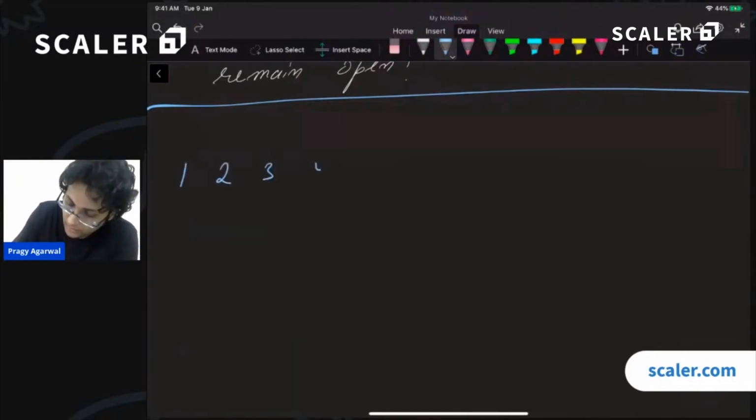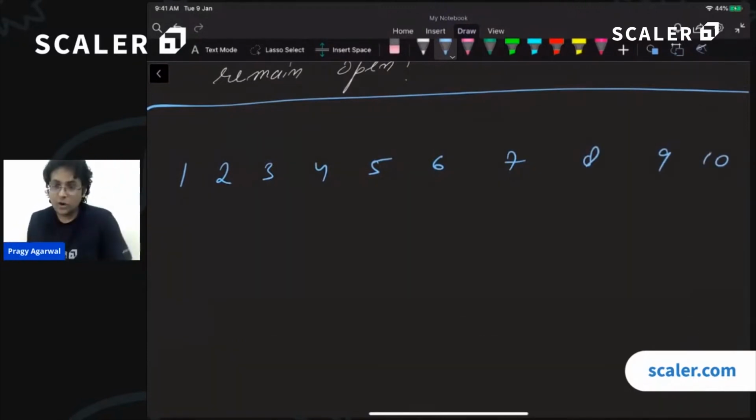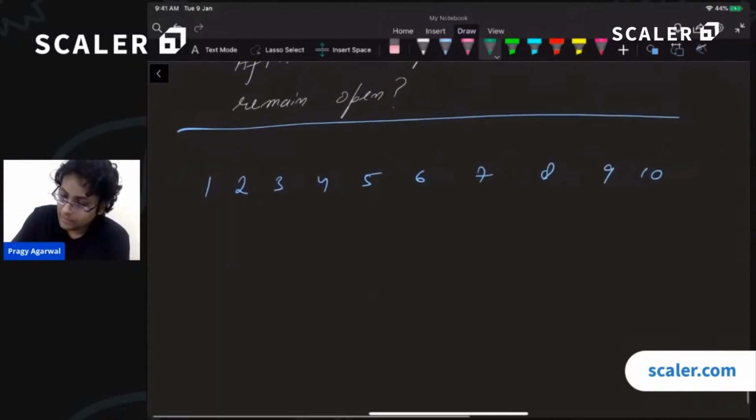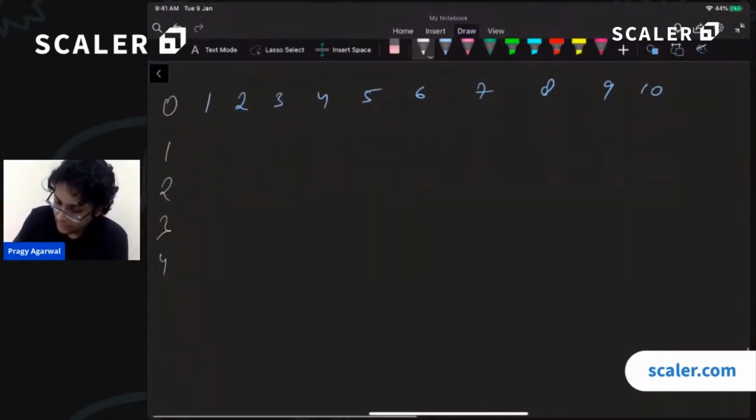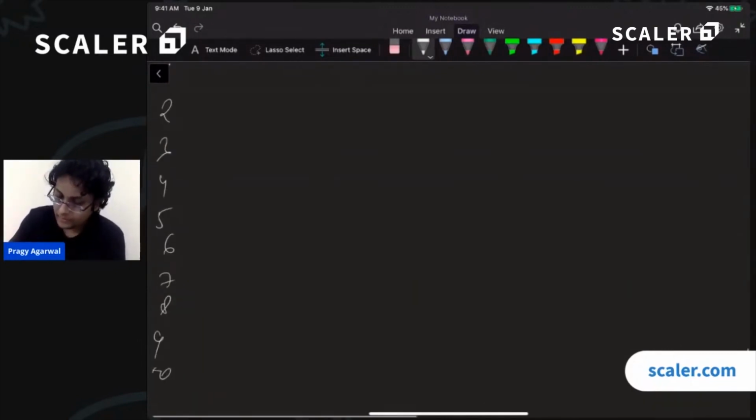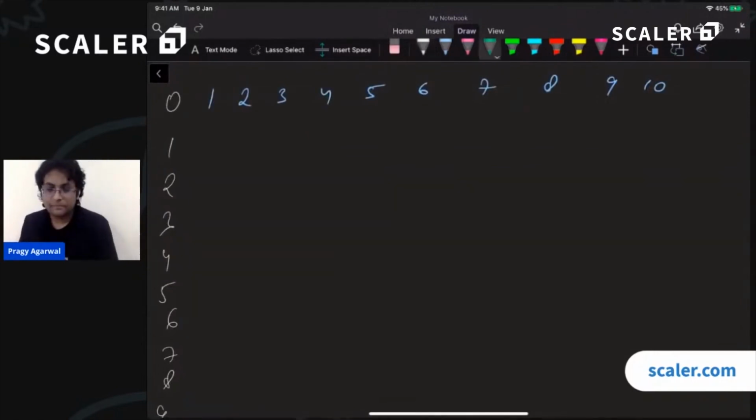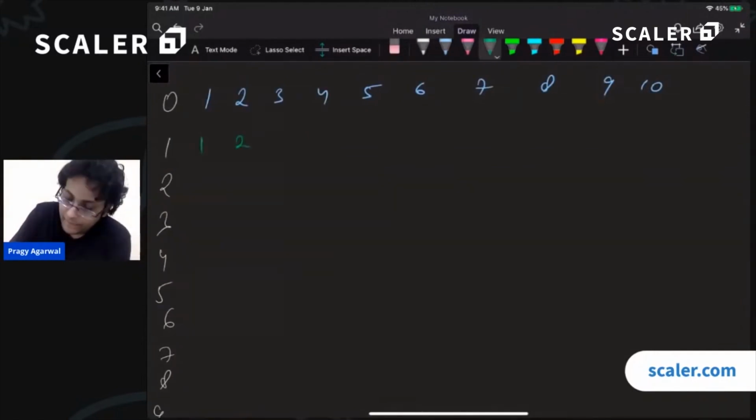1, 2, 3, 4, 5, 6, 7, 8, 9, 10. Initially, all of them are closed. Okay. What happens after the first step? This is the 0th step. This is step 0. Step 1, step 2, step 3, step 4, 5, 6, 7, 8, 9, 10. Right? What happens after the first step? After the first step, every door is open.